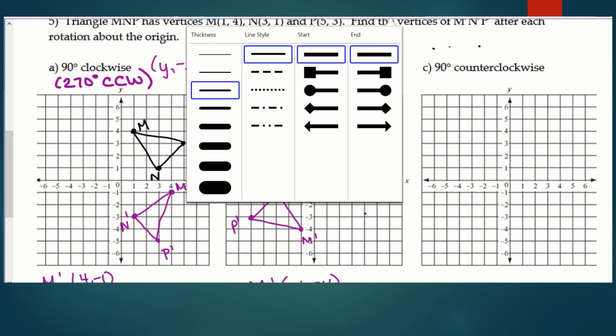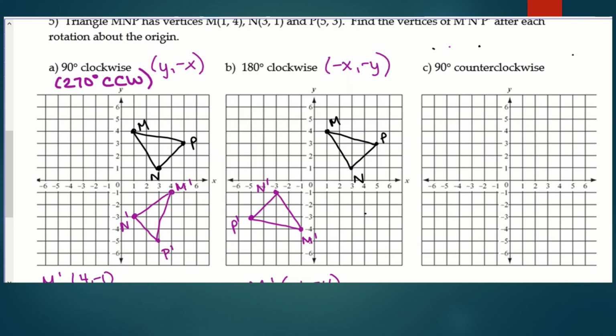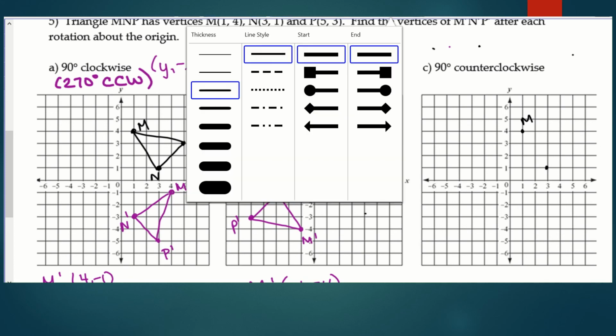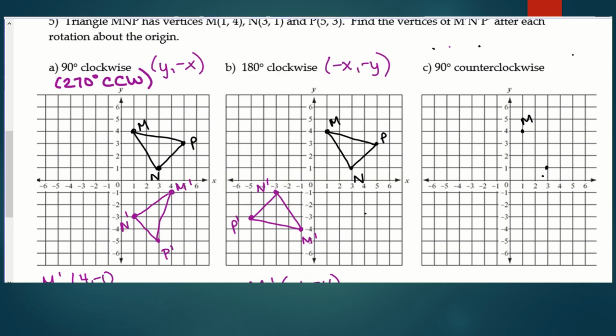Again, let's start with our original figure. At (1, 4), we have M. At (3, 1), we have N. Nope, see, did it again. Shoot. And I said I wasn't going to. N, there we go. And then P is at (5, 3).